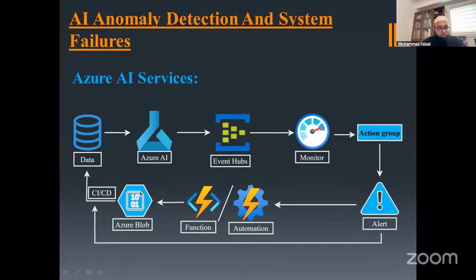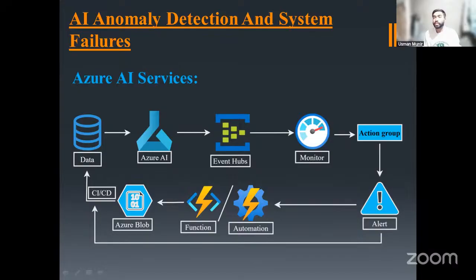We will gather logs, metrics, and telemetry data from Event Hub using Azure Monitor and Application Insights. Use Azure Data Factory or Synapse Analytics to clean, transform, or aggregate the data. Use Azure Anomaly Detector for time series data or Azure Machine Learning for custom failure prediction models. Deploy the model using Azure Machine Learning, and then the action group sends an alert and the remediation action happens.